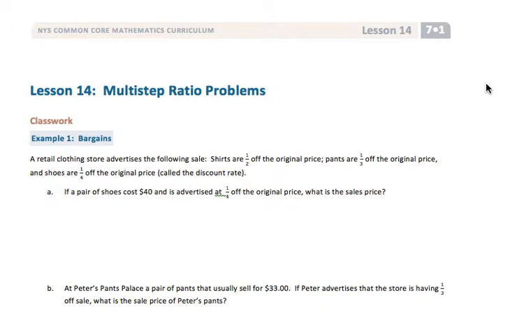Use ratios to solve multi-step ratio problems. Example 1 talks about bargains. A retail store advertises the following sales. Shirts are 1/2 off, pants are 1/3 off, and shoes are 1/4 off the original price, which is called a discount rate.